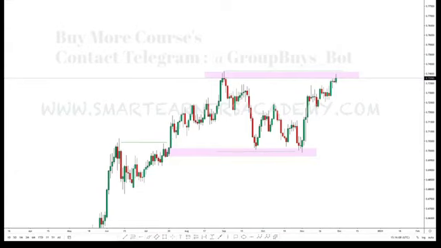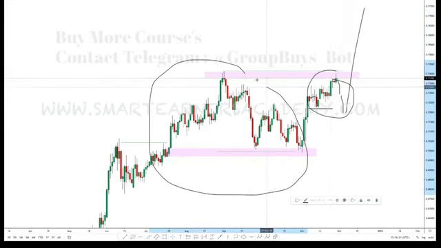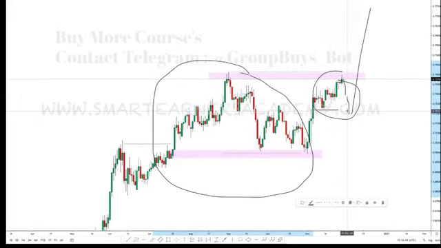Price could do something like this. Price is very funny. It could decide to take out liquidity, and then continue like this. You know what this is? This is a mirror image of this. But understand where to exit, and understand that you are counter-trending against the trend.